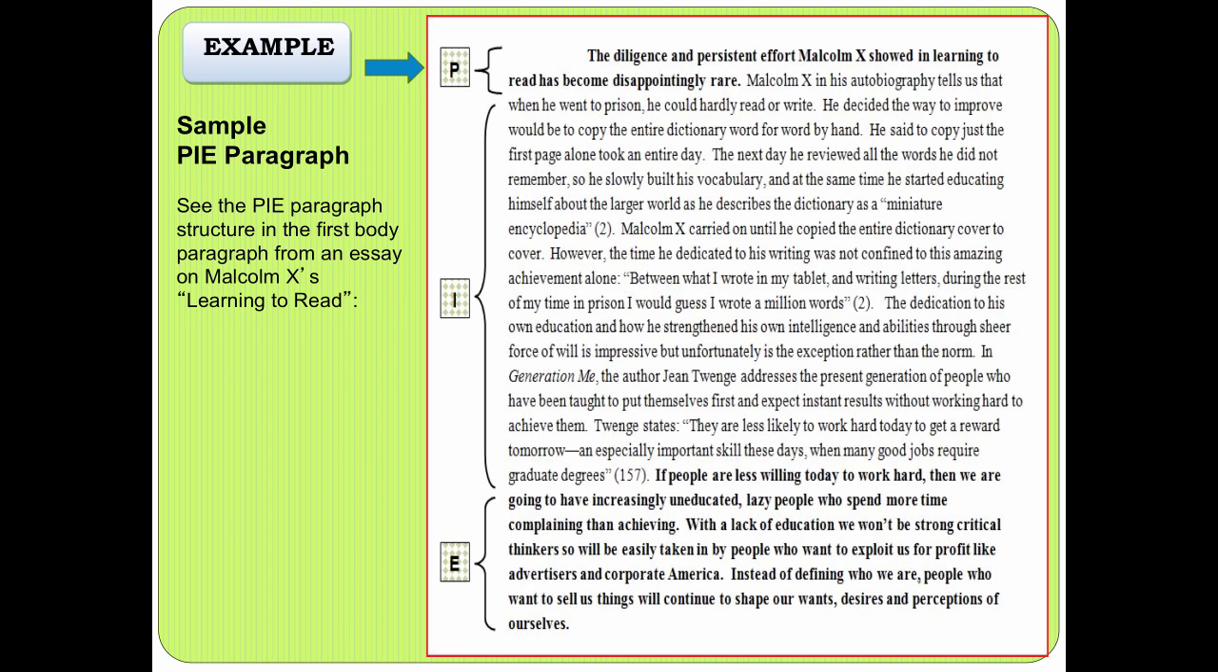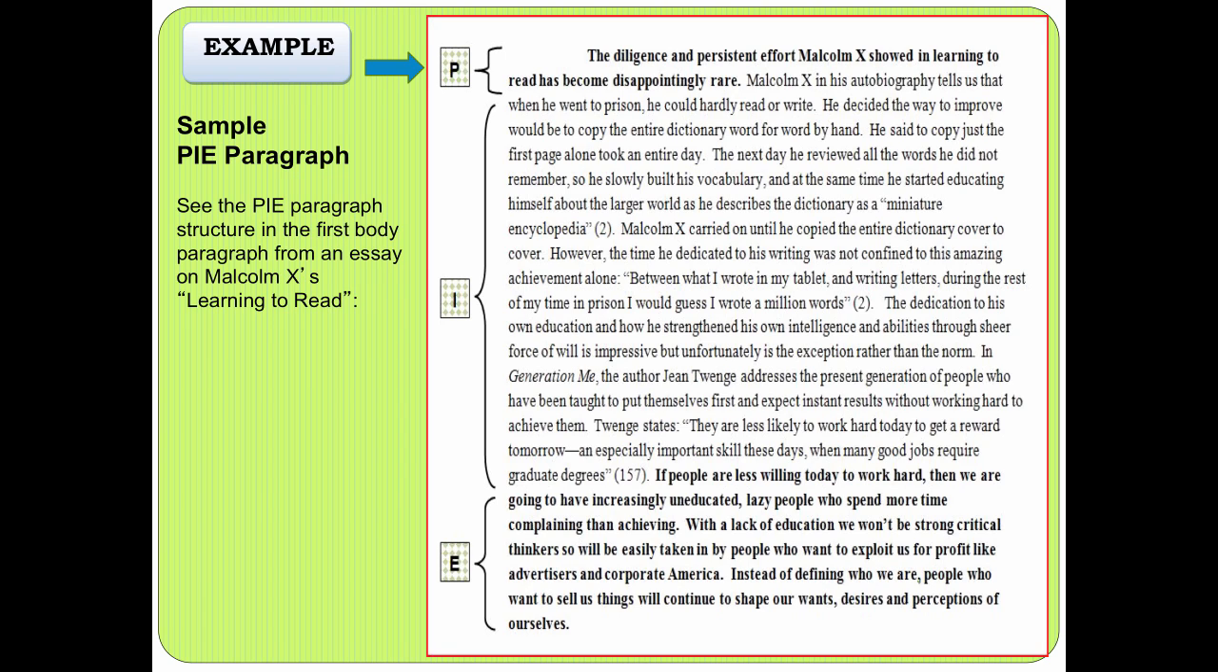The diligence and persistent effort Malcolm X shows in learning to read has become disappointingly rare. Malcolm X in his autobiography tells us that when he went to prison, he could hardly read or write. He decided the way to improve would be by copying the entire dictionary word for word by hand. He said to copy just the first page alone took an entire day.